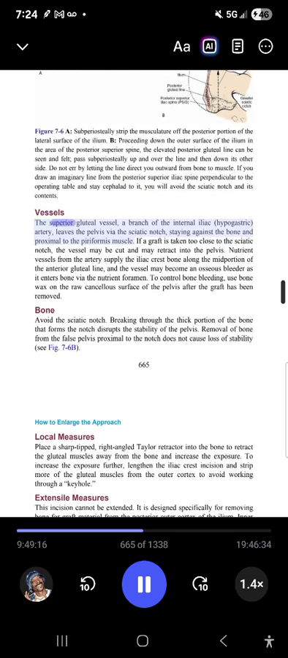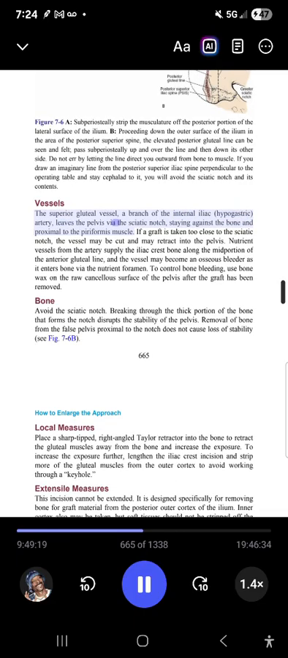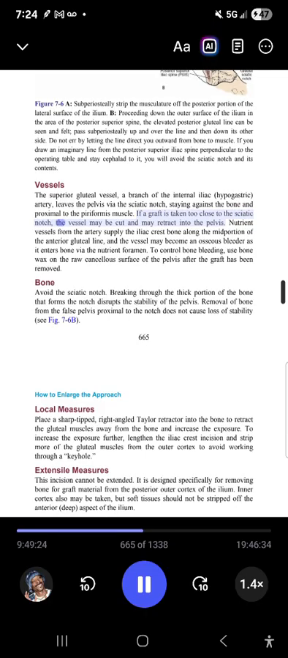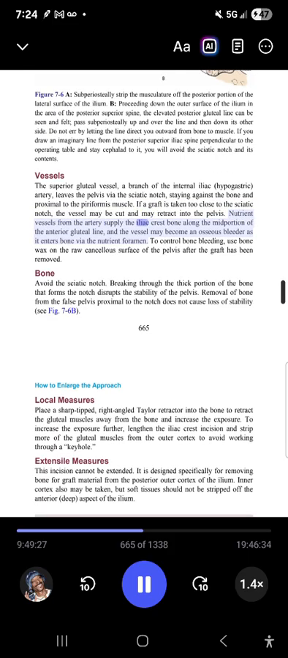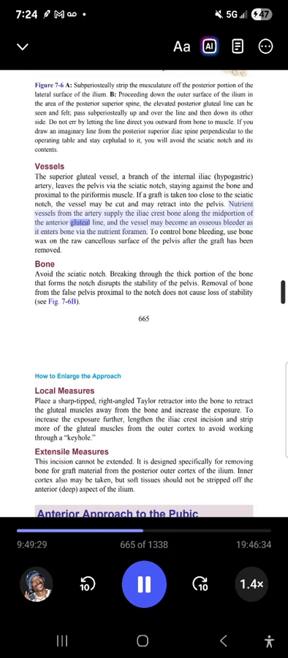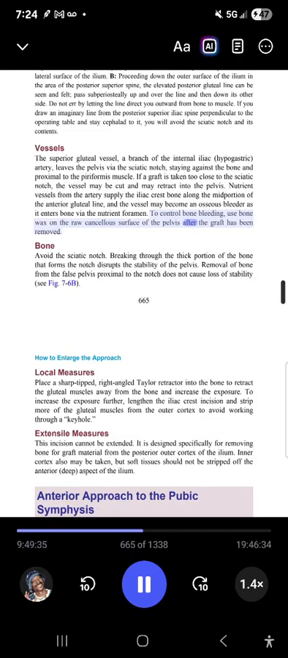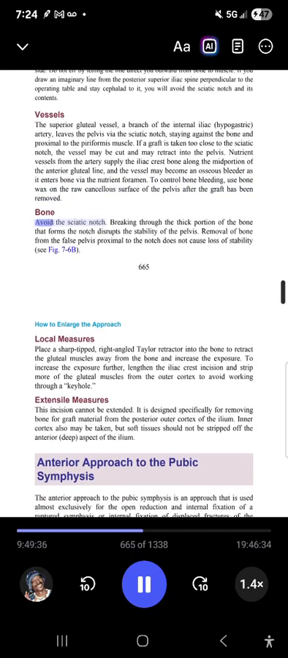Vessels. The superior gluteal vessel, a branch of the internal iliac hypogastric artery, leaves the pelvis via the sciatic notch, staying against the bone and proximal to the piriformis muscle. If a graft is taken too close to the sciatic notch, the vessel may be cut and may retract into the pelvis. Nutrient vessels from the artery supply the iliac crest bone along the mid-portion of the anterior gluteal line, and the vessel may become an osseous bleeder as it enters bone via the nutrient foramen. To control bone bleeding, use bone wax on the raw cancellous surface of the pelvis after the graft has been removed.